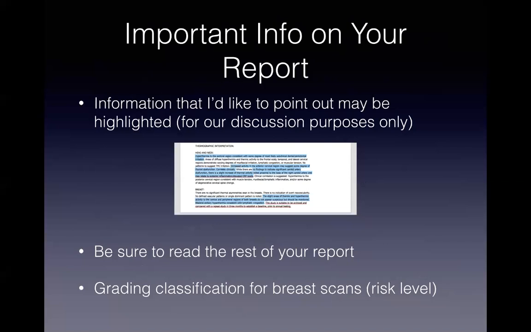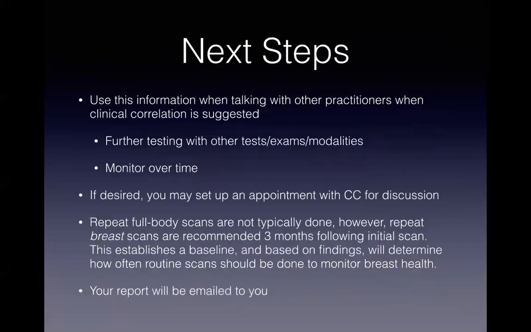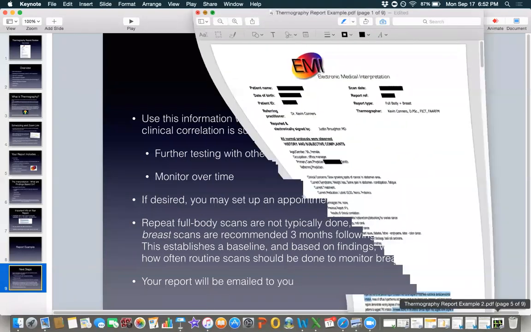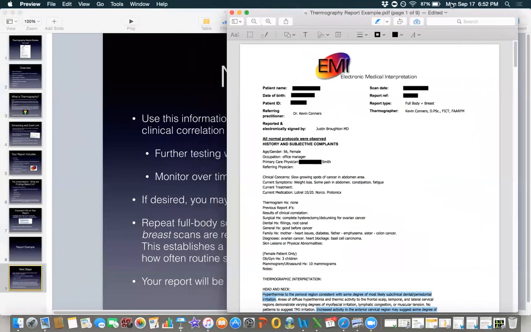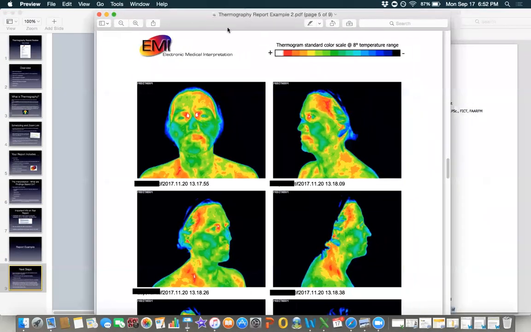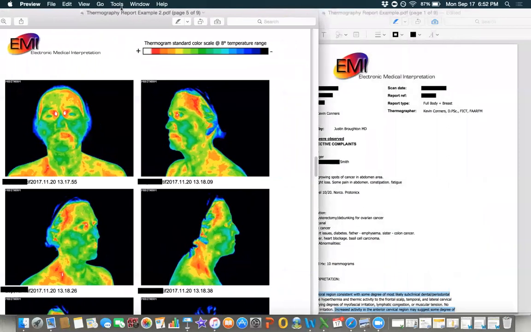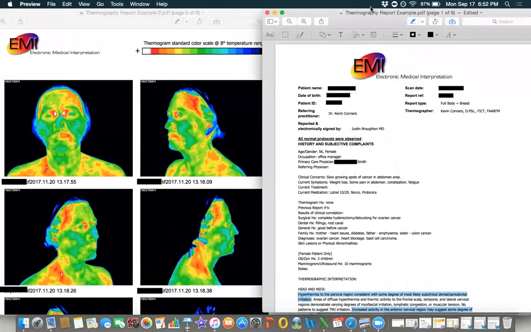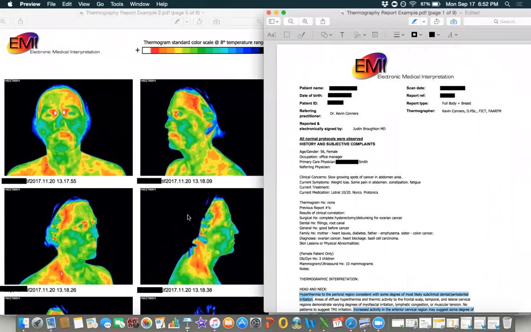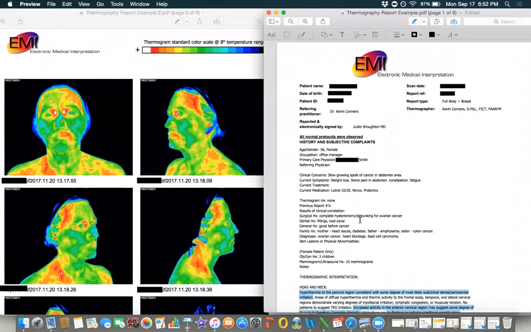And again, you will receive a grading classification if you had a breast scan done. So let's take a look at the report. When we start our meeting, I will have images up on one side and your report up on the other side so that I can be going over your images while we look at your report.